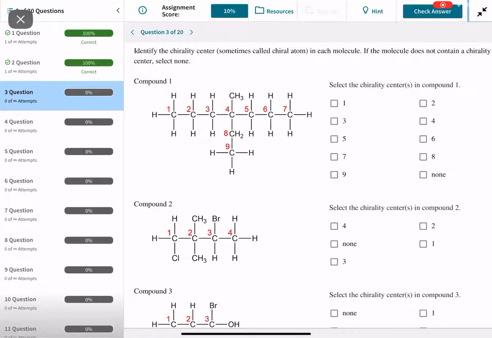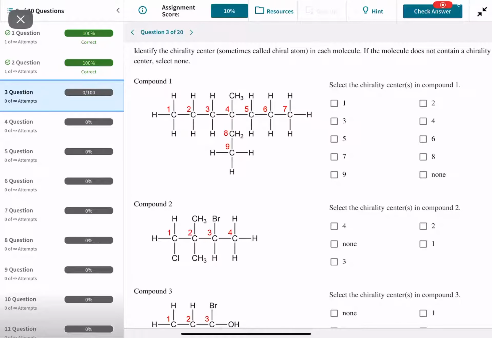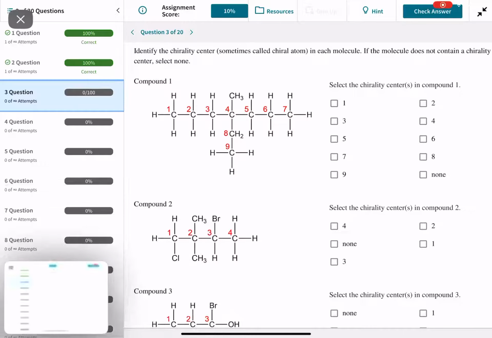Let's look at some of the Sapling problems that you have in homework number 3. The first couple of Sapling problems are just giving you everyday objects, asking you to classify them as chiral or achiral based on whether or not they are identical to their mirror image. On question 3, it's giving you Lewis structures or partially condensed structures of molecules and asking you to find the chirality centers in these molecules. And they may have multiple chirality centers and they may have no chirality centers at all.